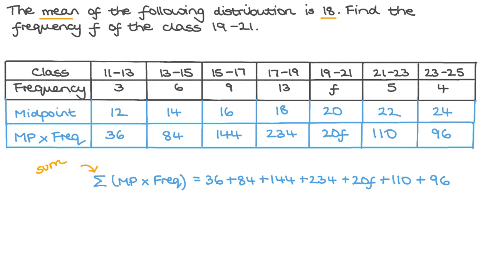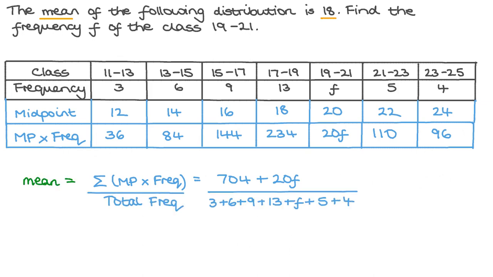Remember that this notation here, which is the symbol for the Greek letter sigma, means sum. Now you may have to use perhaps a column addition method to add all of those values together, but it simplifies to 704 plus 20f. So remember, this sum gives an estimate of the sum of all of the data values.